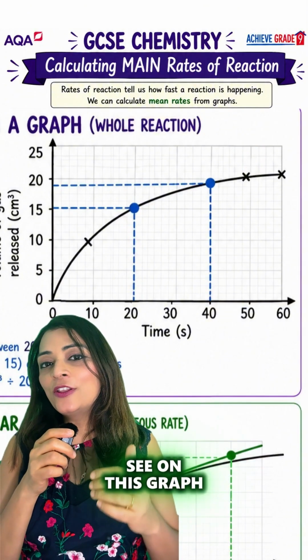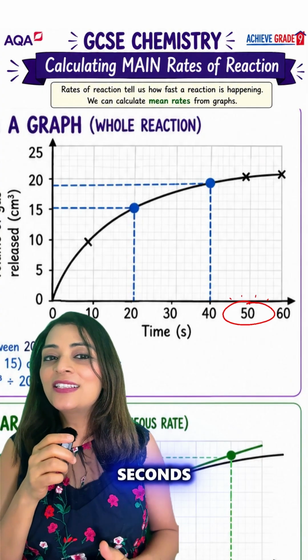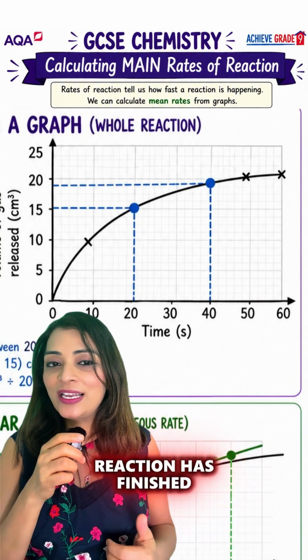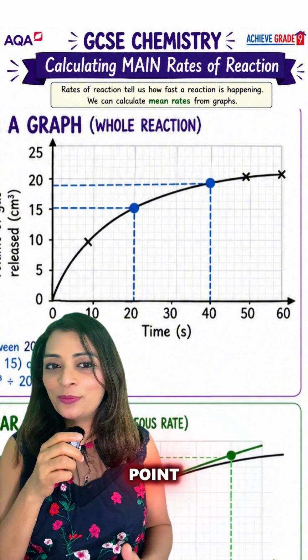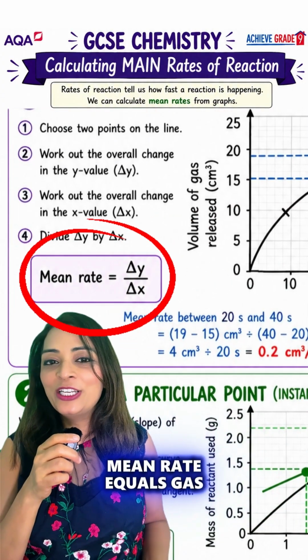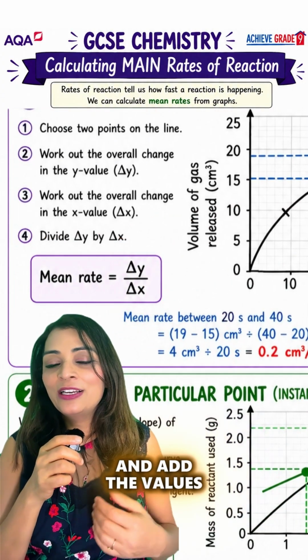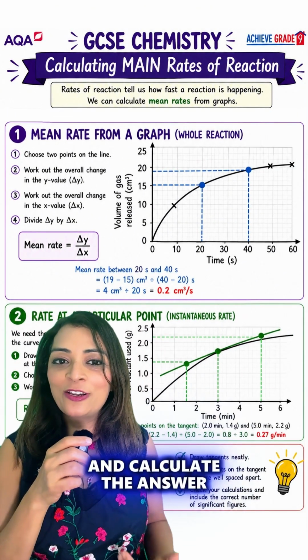So you can see on this graph that the line becomes flat approximately at 50 seconds. At this point, the reaction has finished. Look across and see how much gas has been produced until that point. In this example, it is 20 centimeter cube. Then use the formula mean rate equals gas produced over time and add the values in here. 20 centimeter cube divided by 50 seconds and calculate the answer.